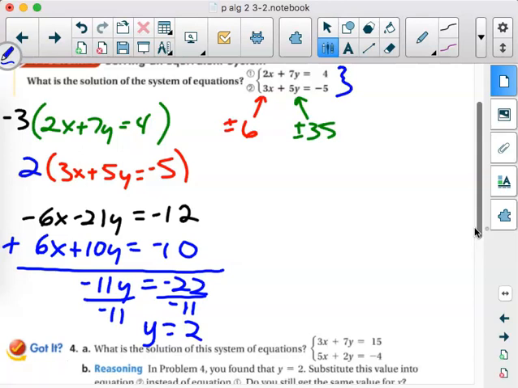And I try to figure out which one of those two I'd rather work with. And I see a negative in that bottom one. And I remember the most commonly made mistake in mathematics involves negatives. So I'm going to stick with the top one.